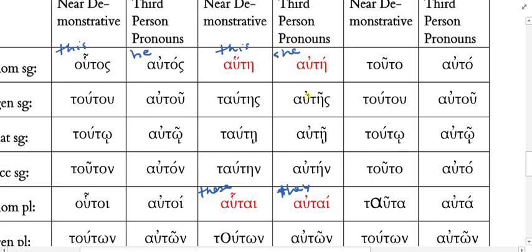In the third person pronoun, the forms are always smooth breathing with au, right? Au, au, au, au, au... Sounds like somebody's beating me up.